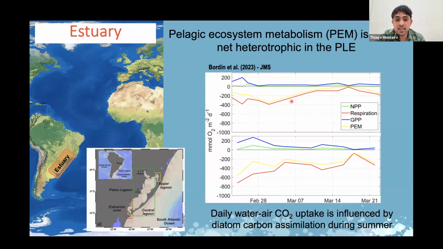So we can see here in this figure the daily variability of the net primary production, respiration, gross primary production, and the pelagic ecosystem metabolism. But what I would like to highlight here is that the ecosystem metabolism is heterotrophic because of the consumption of oxygen and the negative values of the pelagic ecosystem metabolism. And they also identified that the estuary, on the daily time scale, uptakes CO2 from the atmosphere, and this is influenced by the diatom carbon accumulation during the summer.